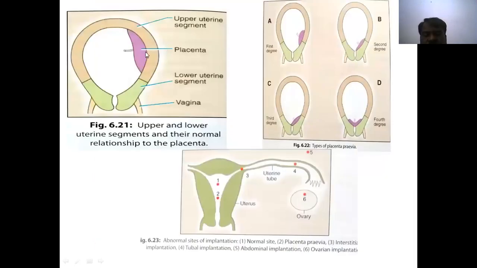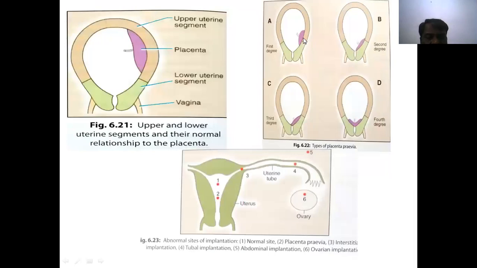Next is the anomalies of this. Normally I told you the upper segment of the uterus is where the placenta attaches. Sometimes, though, this shows the upper and lower uterine segments and their normal relation to the placenta. This is normal. But here placenta previa is the anomaly. The placenta attaches in the lower segment, sorry, lower segment, while the cranial part is the upper part.